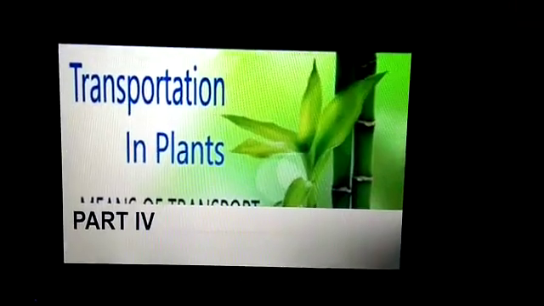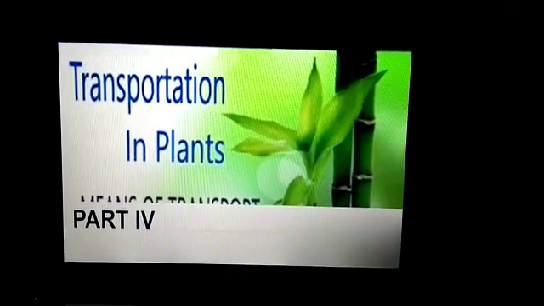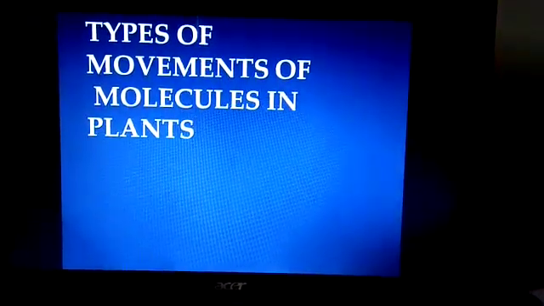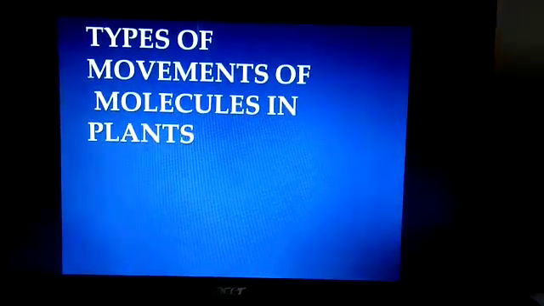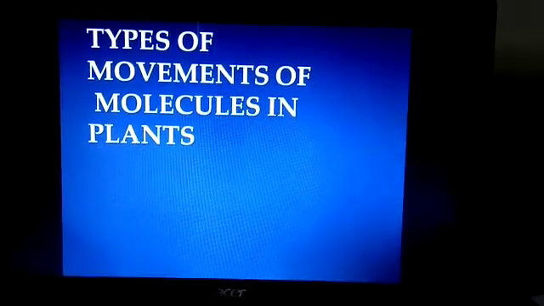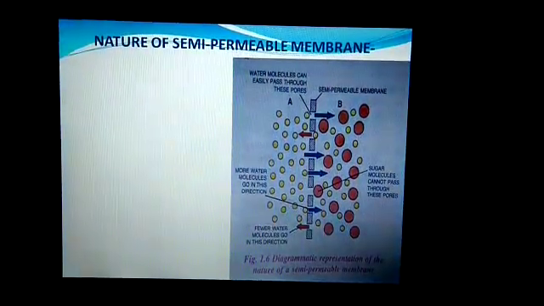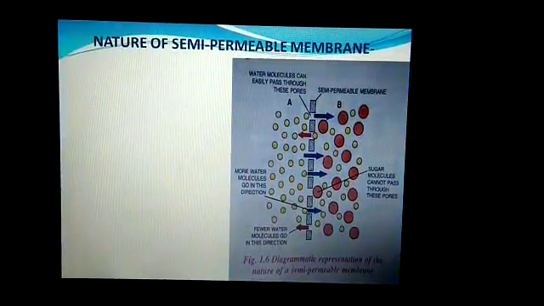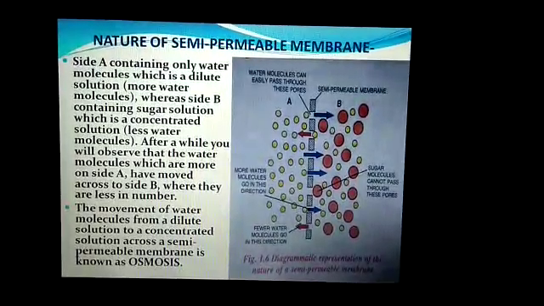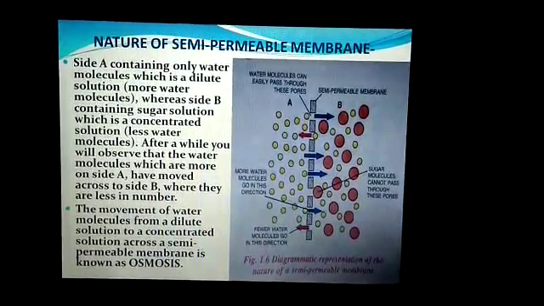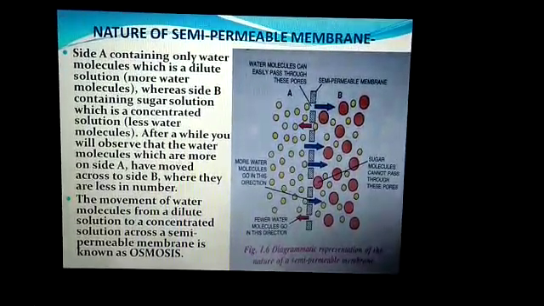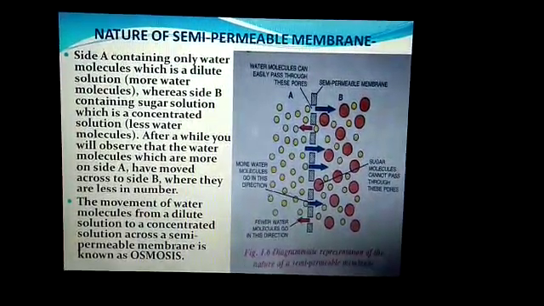Hello students, in today's biology class, you will learn about types of movement of molecules in plants. Before we begin with the topic, first see the nature of a semi-permeable membrane. As you know, a semi-permeable membrane is a type of membrane which allows only selective things to pass across it.